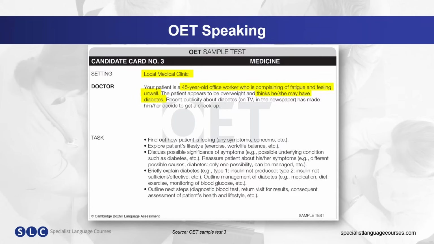And here are the tasks. Find out how the patient is feeling. Explore the patient's lifestyle. Discuss the possible significance of the symptoms. Reassure the patient. Briefly explain diabetes and outline management, and outline next steps. So there is quite a lot of explaining here, which requires the candidate to use signposting, linking, pausing and checking to ensure that the information they give is clear.